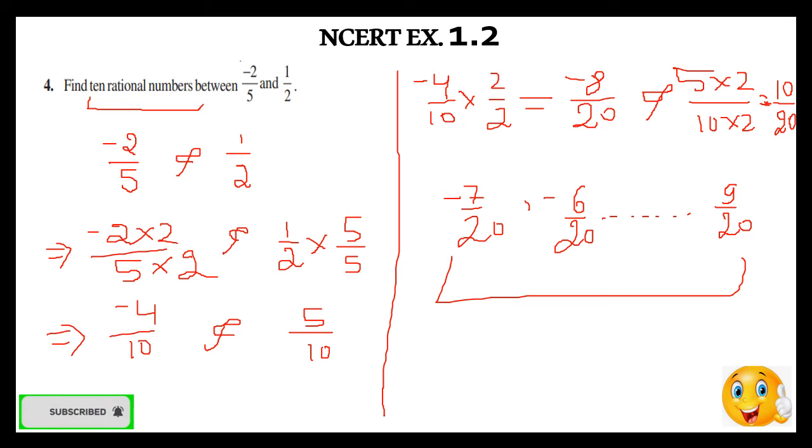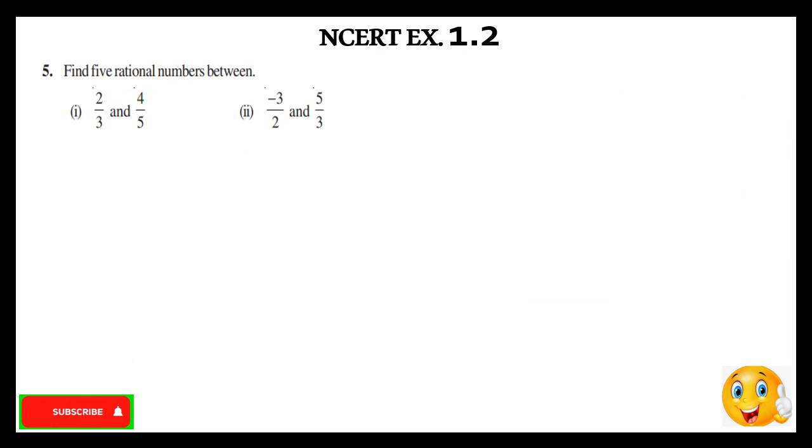So this is how we find the equivalent of each given rational number, and then we find the number of required rational numbers between the two. I hope the question is quite clear. Now next question is find 5 rational numbers between 2 by 3 and 4 by 5.